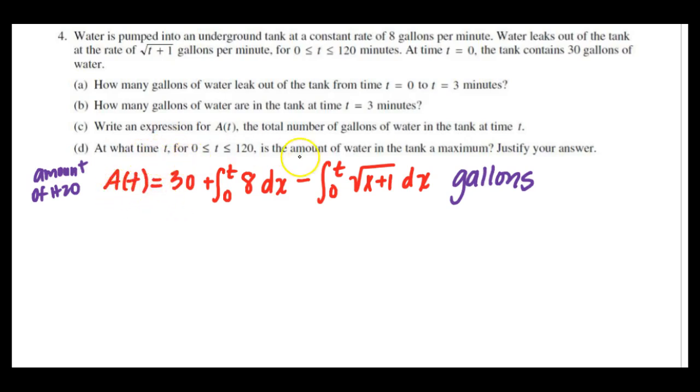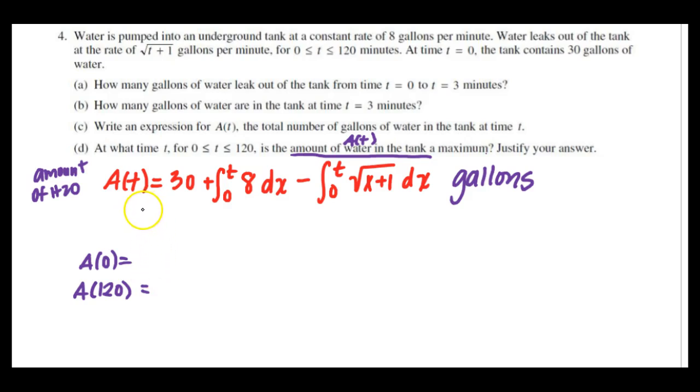So at what time t is the amount of water in the tank a maximum? This whole thing right here is A of t. So this question is asking us, at what time t does A of t have a maximum? To find a maximum value of a function on a closed interval, I have to check the endpoints and the critical points. So in other words, I am going to need A of 0, I'm going to need A of 120, and then I'm also going to need A of the critical points. So I'm going to need to find all of these values.